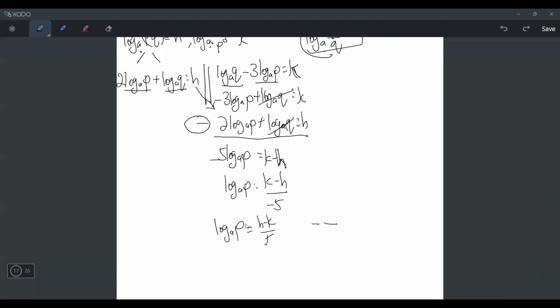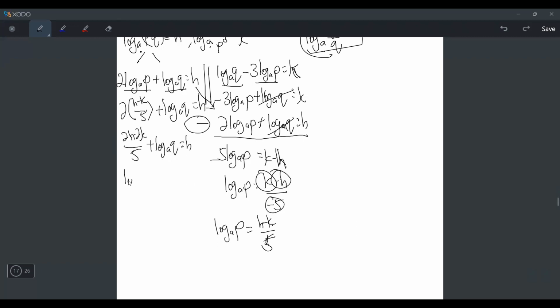Okay, but I will erase this. It means that after you get this, if you don't like, you can change the signs. Like all three terms, change the signs. Plus K becomes minus K, minus H becomes plus H, minus becomes plus. Okay, I still have to substitute in here. 2 times log AP, which is H minus K over 5. And now I have to focus on finding log AQ. So equals to H. So now how to find it is I multiply in. So 2H minus 2K over 5 plus log AQ equals to H. So log AQ equals to H minus this whole thing, right? So minus bracket 2H minus 2K over 5.